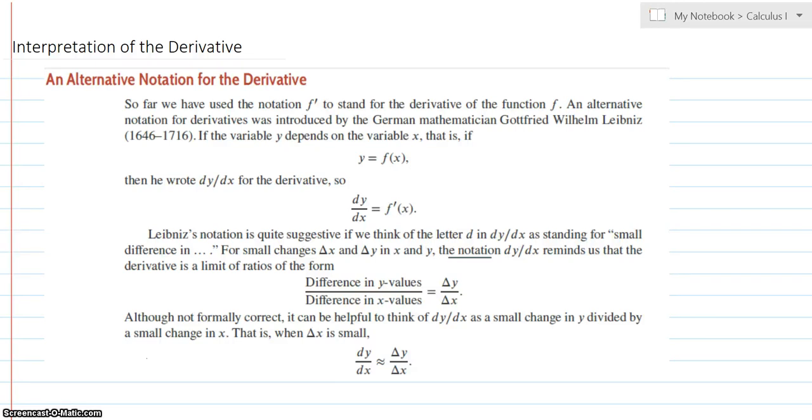In this video, we're going to interpret the derivative. But before I do, I would like to go over an alternate notation. And this is the first paragraph from our textbook for this section. So I'm going to go ahead and read this.